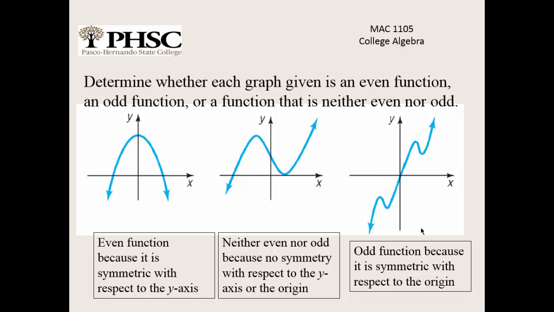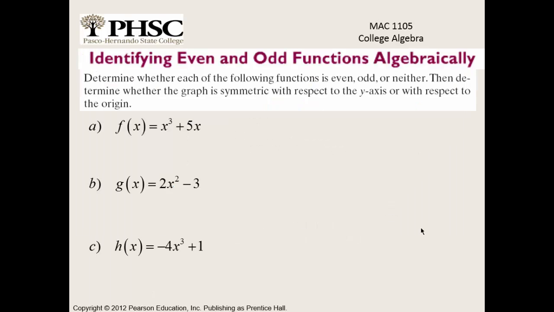So we can determine this algebraically, and we're going to do that with these 3 examples. If you remember, in order for it to be even, f of negative x has to equal f of x, or for it to be odd, f of negative x has to be equal to negative f of x. So what we do is we replace x with negative x. So f of x now becomes f of negative x, and if we end up with the original function, then it's even. If we end up with negative 1 times the original function, then it's odd, and if we end up with something completely different, then it's neither.